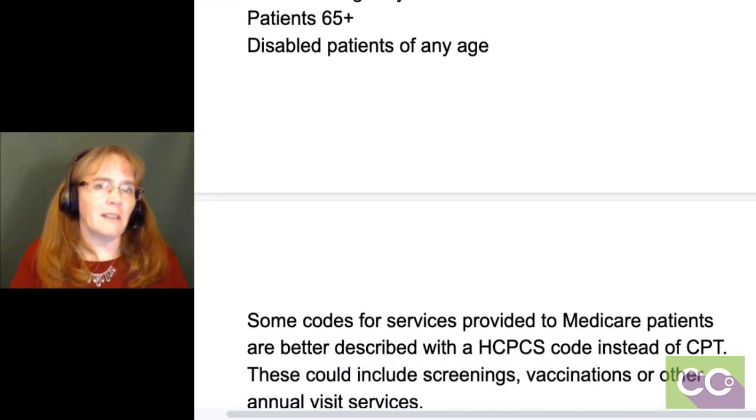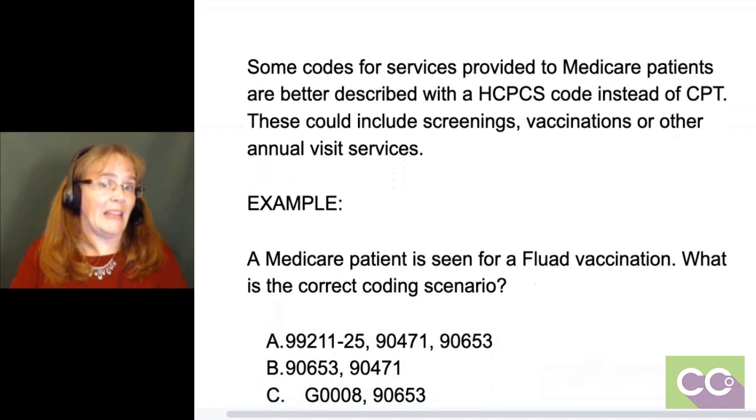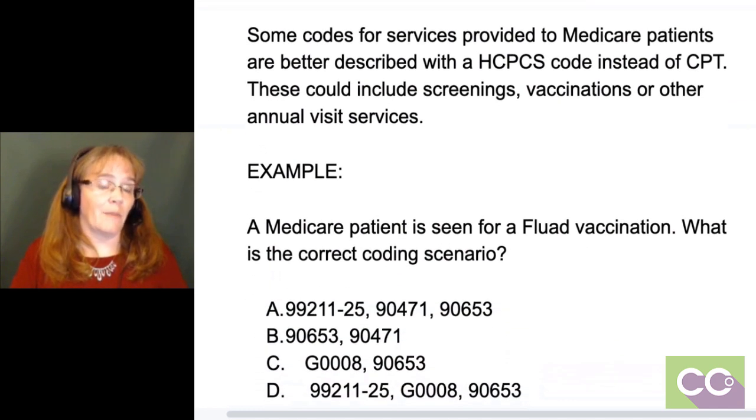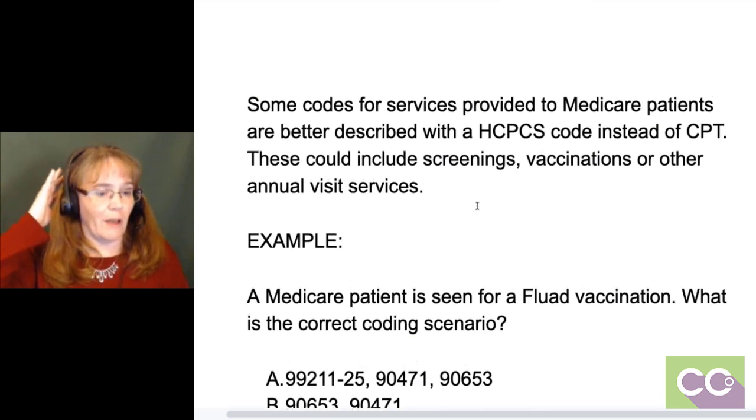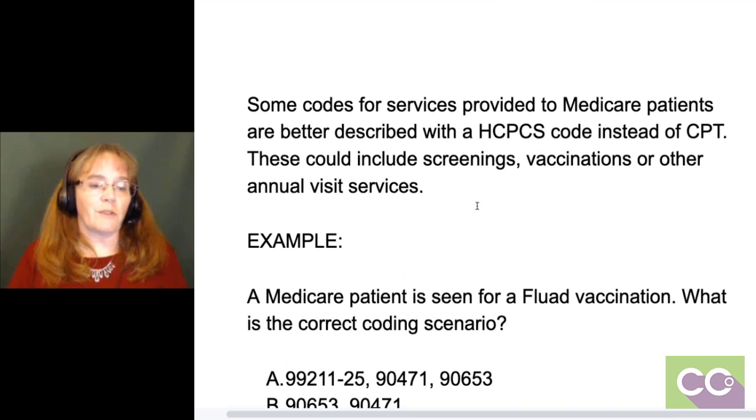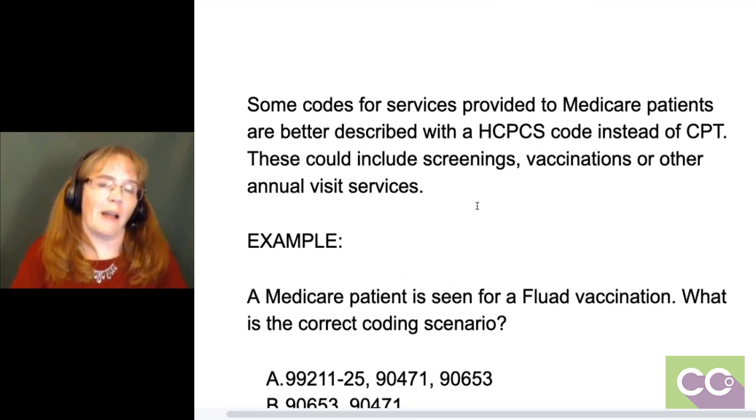So it makes it very difficult to use an age basis on an exam. They can't just say a 67-year-old patient, because not every 67-year-old patient has Medicare. And there's now the Medicare Advantage plans as well. So the codes for services that they provide to Medicare patients are better described by a HCPCS code instead of a CPT code. Now, a little history about CPT.